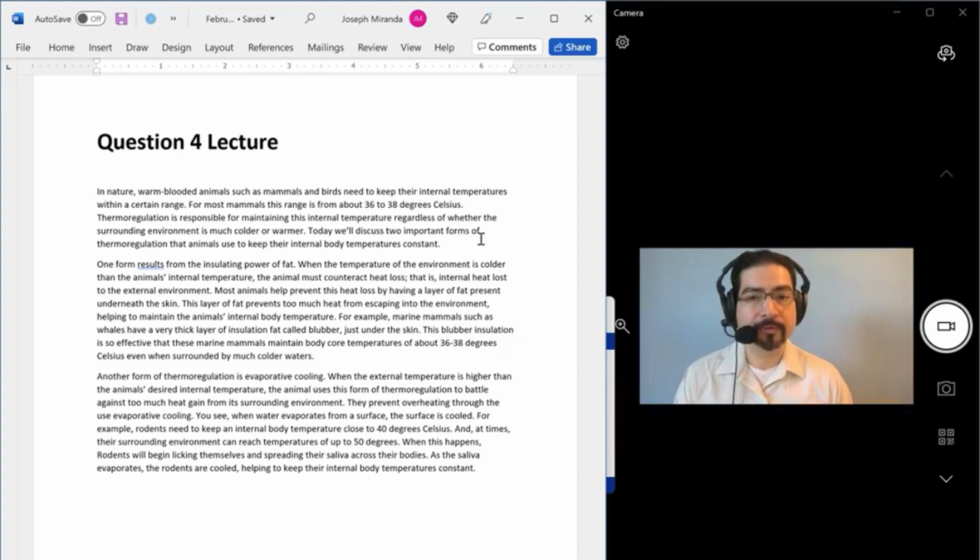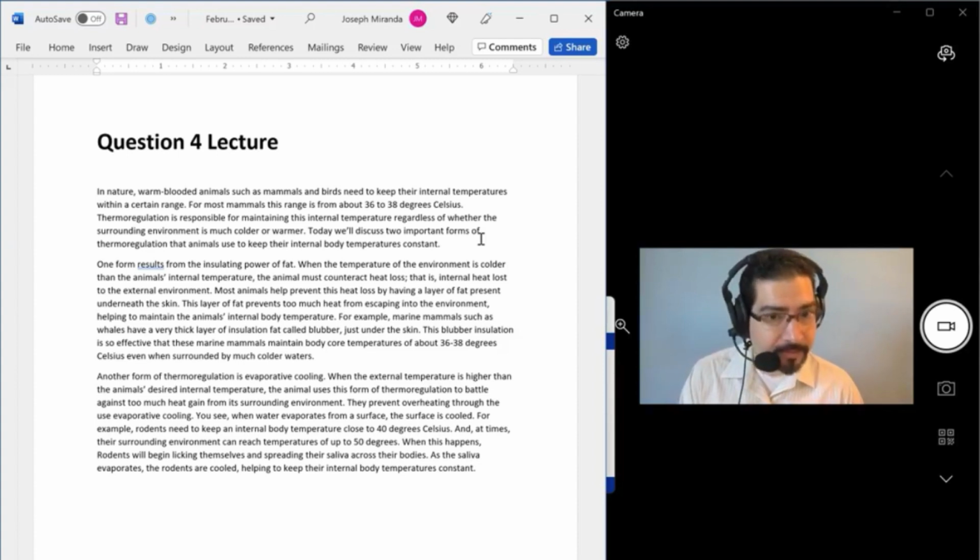One form results from the insulating power of fat. When the temperature of the environment is colder than the animal's internal temperature, the animal must counteract heat loss. That is, internal heat lost to the external environment. Most animals help prevent this heat loss by having a layer of fat present underneath the skin. This layer of fat prevents too much heat from escaping into the environment, helping maintain the animal's internal body temperature.